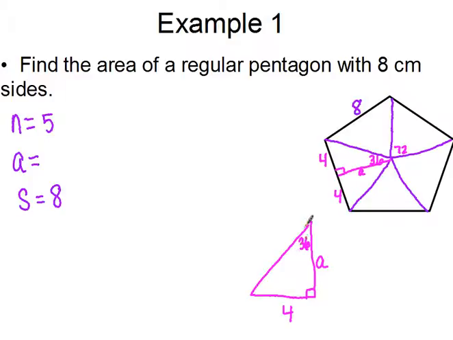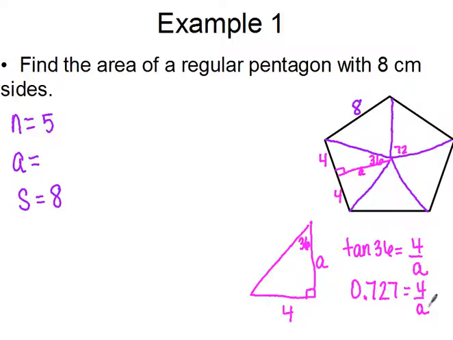So if we look at this, we don't have the hypotenuse, so that's tangent. Tangent 36 equals opposite over adjacent. Here we go again, right? So we do tangent 36 first. We get 0.727 equals 4 over A.